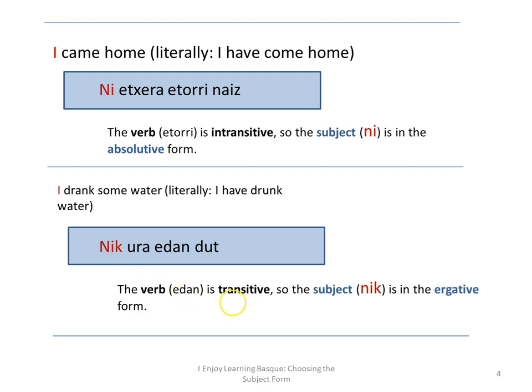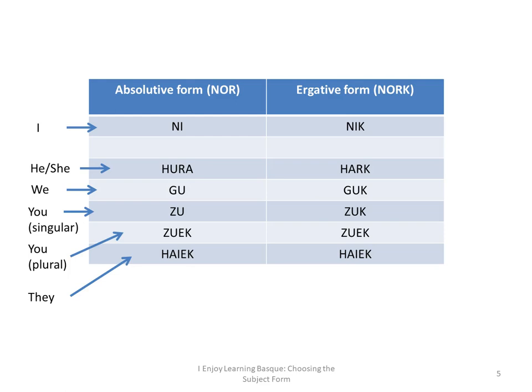So we saw that the transitiveness of the verb is very important, or crucial, to know the form that we have to use. Here in the left column we have the absolutive form for different pronouns. Ni, I. Hura, he or she. Gu, we. Zu, you, singular. Zuek, you, plural. And haiek, they.